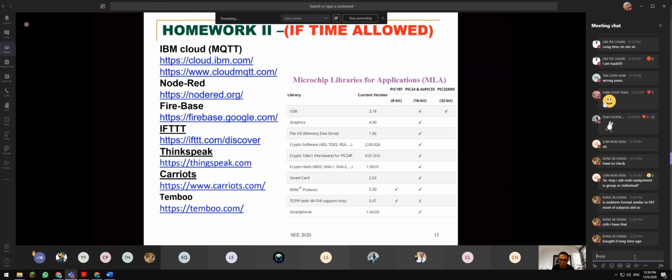But for this round, I try to split it. PIC24 is PIC24, ESP32 is ESP32. So you are going to decide which platform to use in your main assignment, not in your FYP. Is it okay? Any questions so far? Let me check.